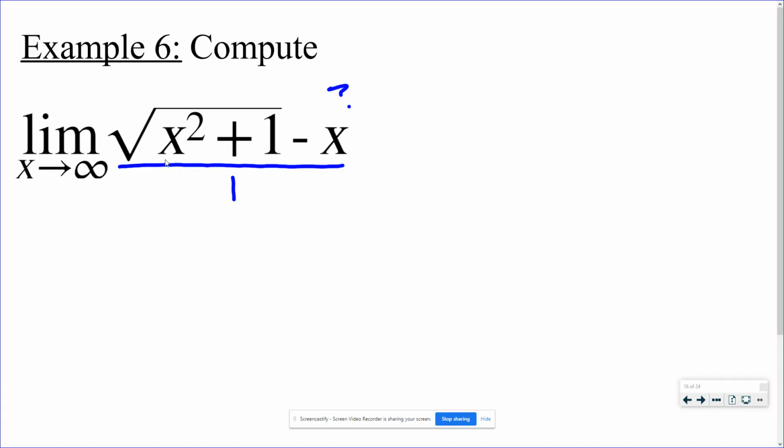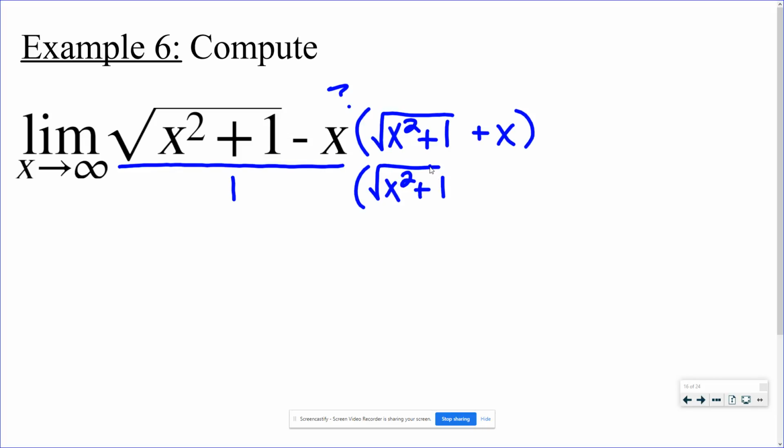So I'm going to instead put this whole thing over 1 and create one of those conjugate situations where I'm going to multiply the top and the bottom by the conjugate, okay? And my hope here is just to make something that looks different than what I'm dealing with now, because what I'm dealing with now is a little confusing. So we're going to make it look a little different.